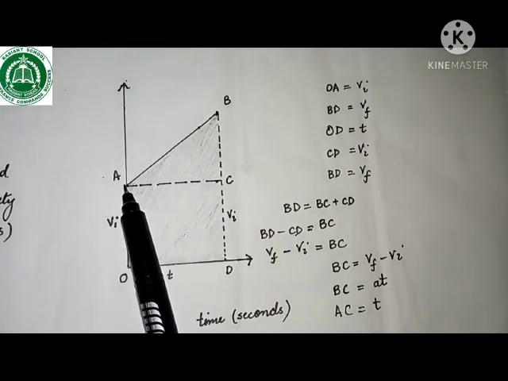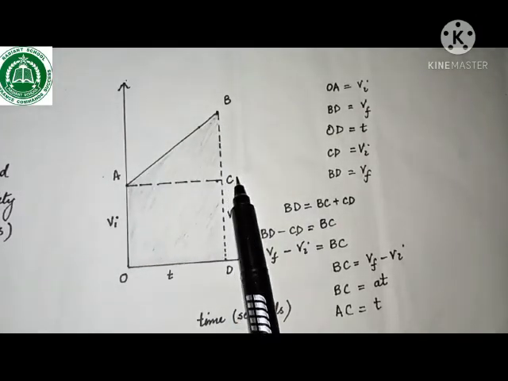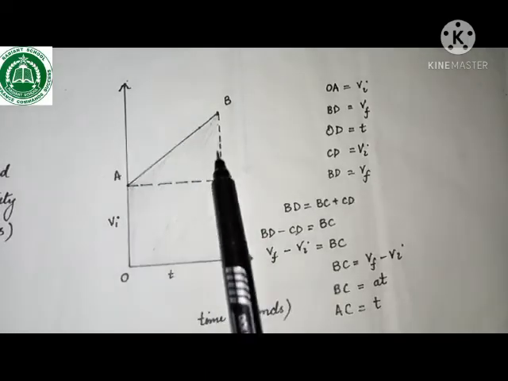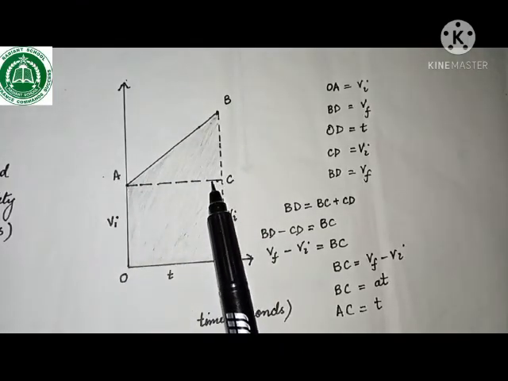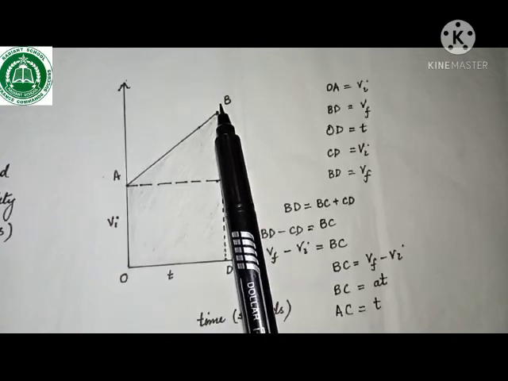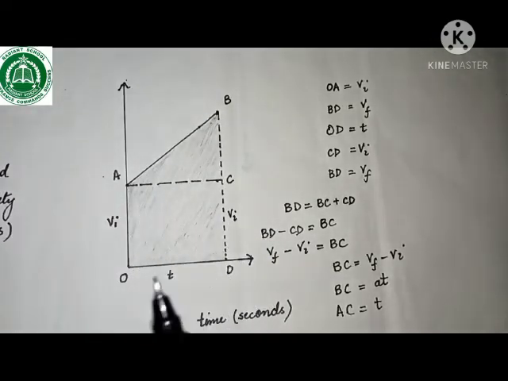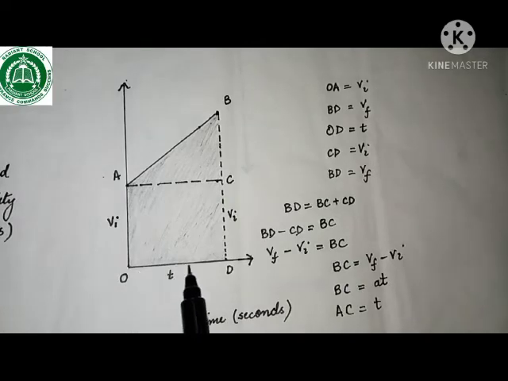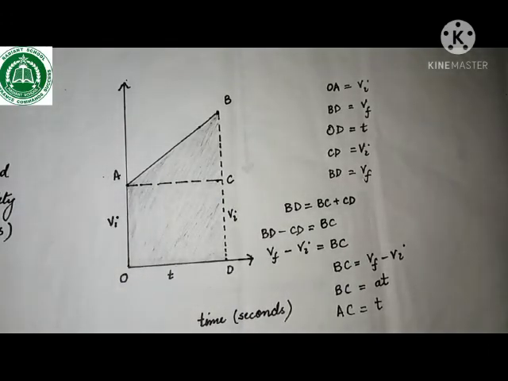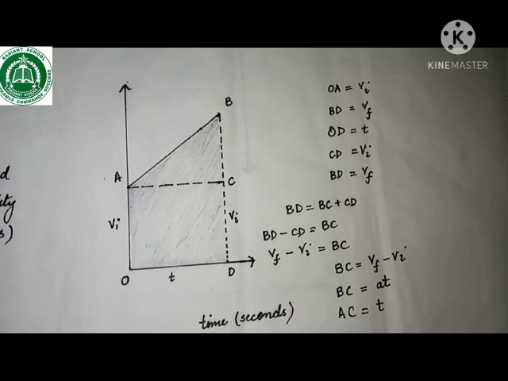One more thing: ABC is a triangle. AC is the base of the triangle and CB is the height of the triangle. OACD is a rectangle, and this is the length and width of the rectangle that you have to use in the derivation steps. Now we will shift to the slide for derivations.